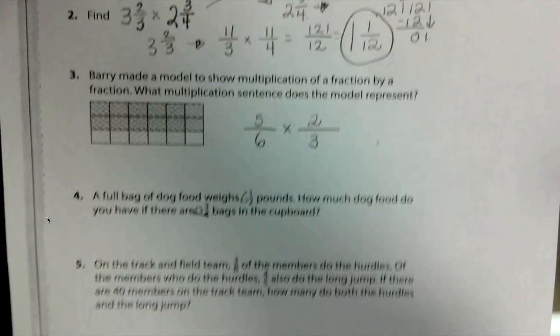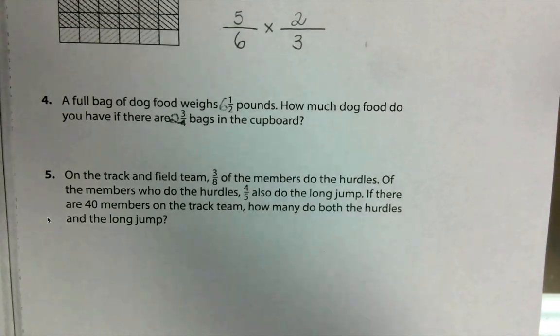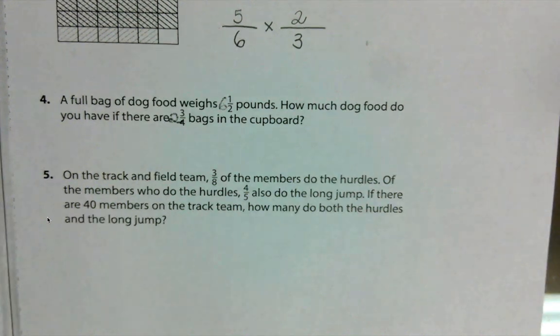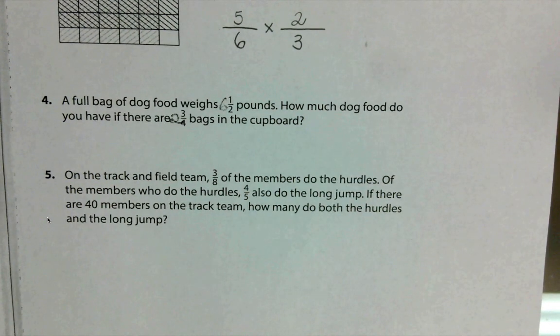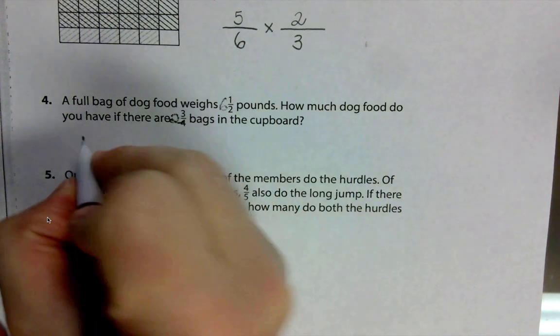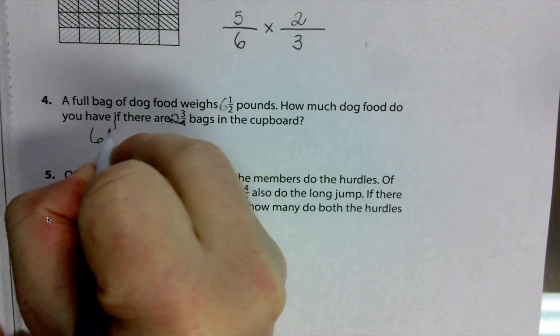Number 4. A full bag of dog food weighs 6.5 pounds. How much dog food do you have if there are 2 3/4 bags in the cupboard? Okay, so what the question really is, I have 2 3/4 bags in my cupboard, in the pantry, but I want to know how much does it all weigh together? 6.5 pounds per bag. So we're multiplying. I have 6 1/2.